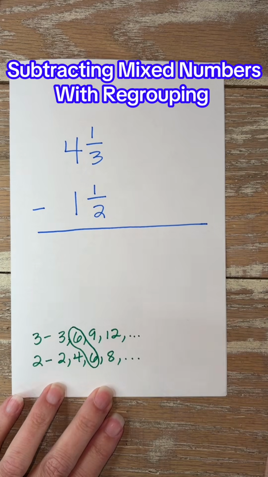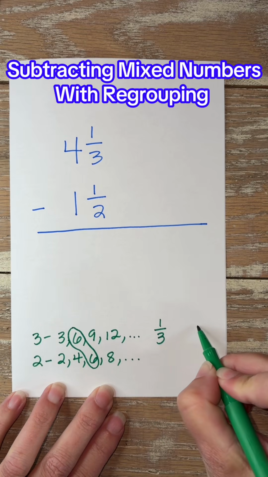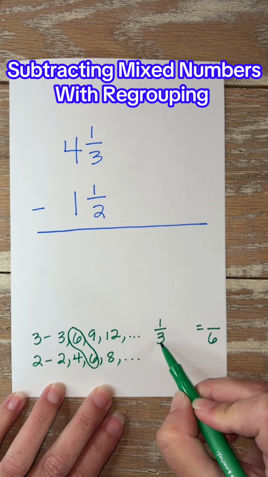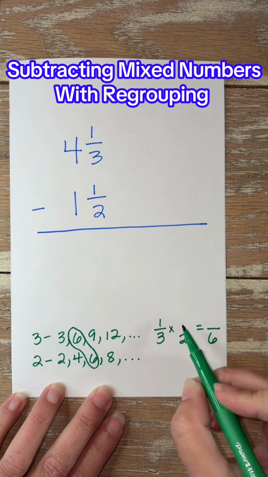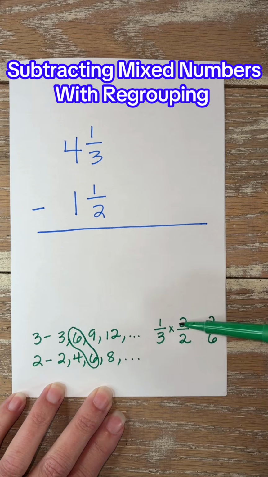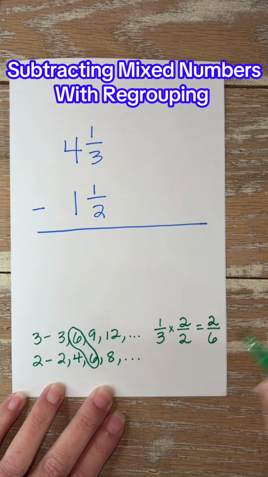And so I'm going to start with 1/3. And I'm trying to rewrite it as a fraction with a denominator of 6. So I see that I would need to multiply 3 by 2 to get 6. Whatever I multiply the denominator by, I have to multiply the numerator by the same number. What I've done here is multiply it by a version of the number 1, and multiplying something by 1 does not change the value. So my equivalent fraction for 1/3 is 2/6.